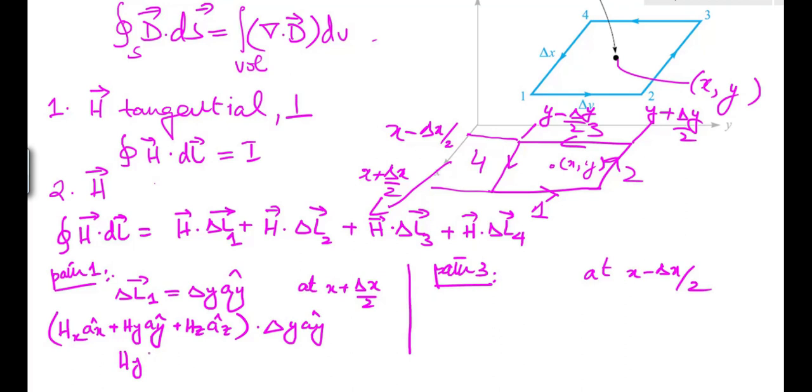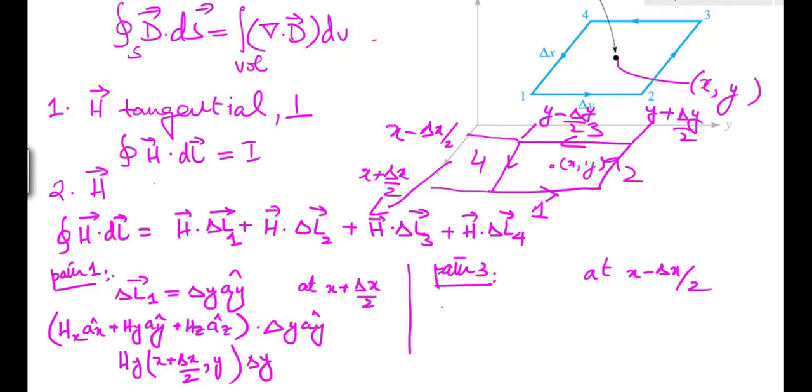So this expression becomes Hy, and this magnetic field intensity component is at which coordinates? At x plus delta x by 2 and y. We are not taking z here because z is 0. This is because the path is in the xy plane, or in the z equals 0 plane. So we are not taking z as a coordinate into delta y. So this is what we will obtain for path 1.